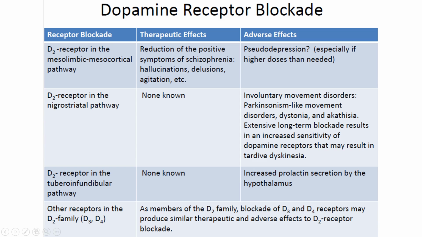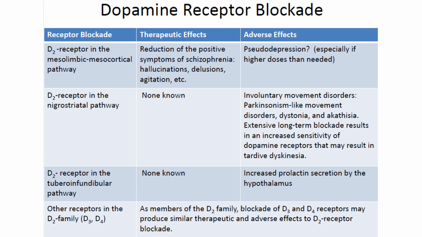So dopamine 2 receptor has effect on several different parts of the brain, and in each part of the brain it has a different sort of effect. So up here at the top here is the mesolimbic mesocortical pathway. So when dopamine receptor is blocked here, the effect it has in the mesocortical mesolimbic area is that it reduces the positive symptoms of schizophrenia.